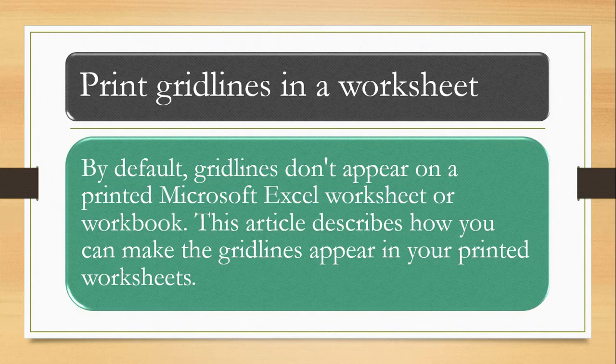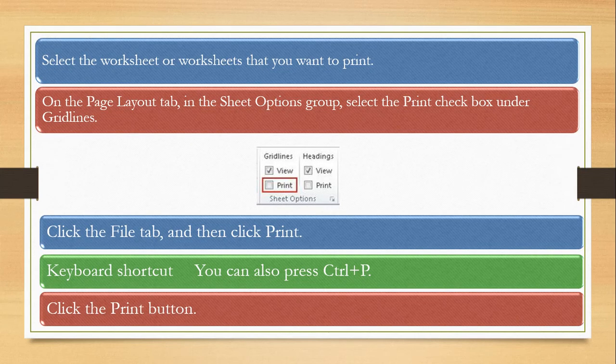Print grid lines in a worksheet. By default, grid lines don't appear on a printed Microsoft Excel worksheet or workbook. This article describes how you can make the grid lines appear in your printed worksheet. Select the worksheet or worksheets that you want to print. On the Page Layout tab, in the Sheet Options group, select the Print checkbox under Gridlines. As you can see in this figure, if we want to print the grid lines, we have to check this option in the Sheet Options group.